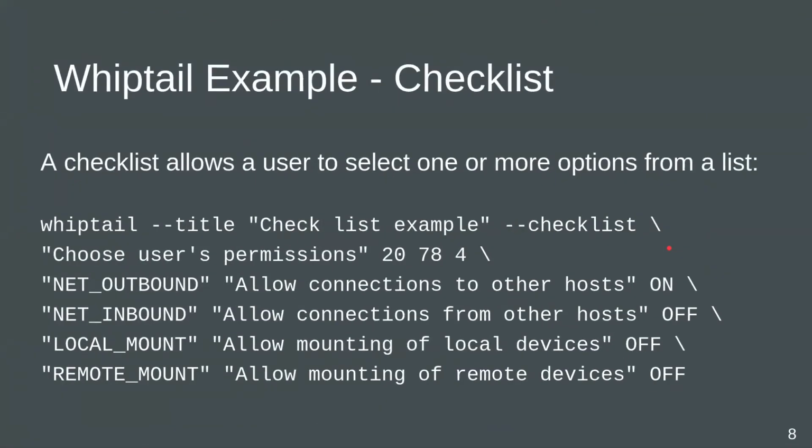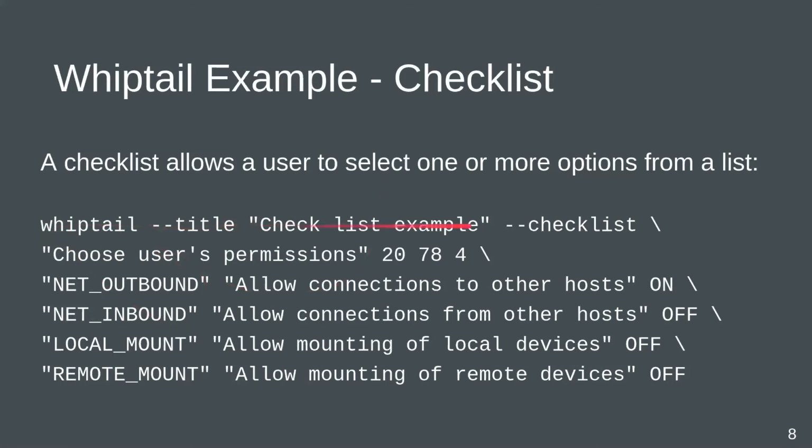Here is an example of a checklist. Okay, so in America, like we often call this symbol a tick, right? But in America, they call it a check mark. All right, now a checklist will just allow the user to select one or more options from a list.